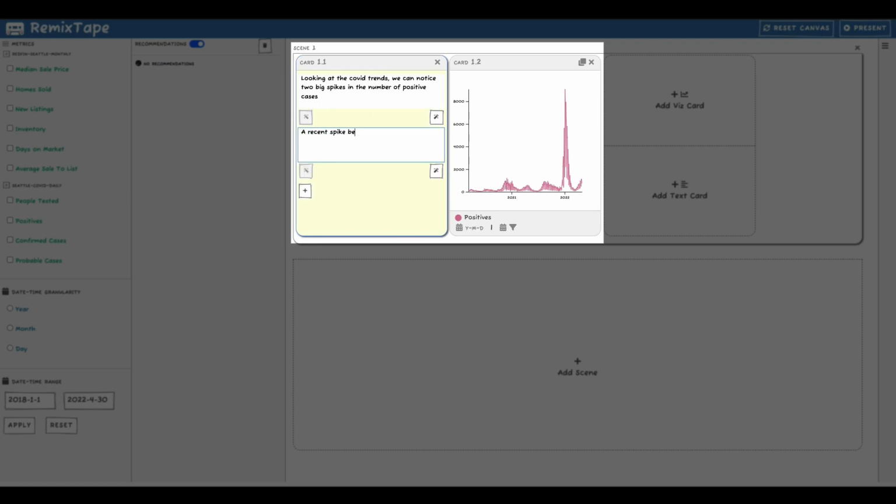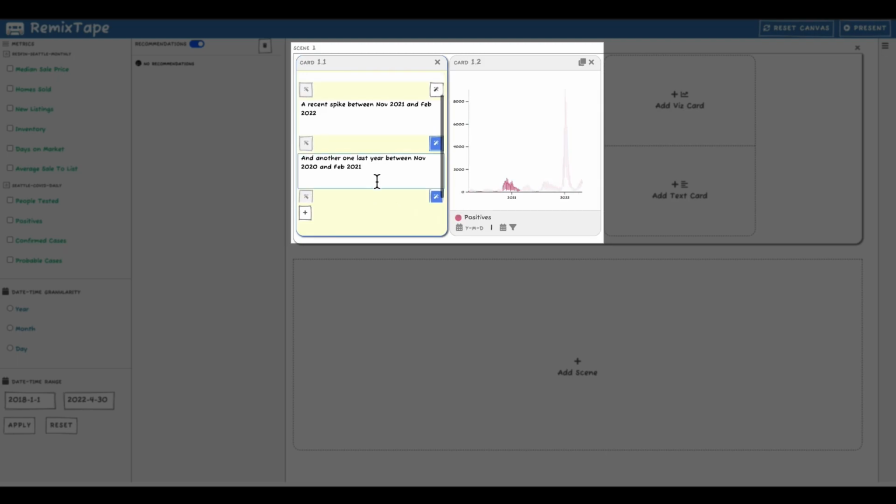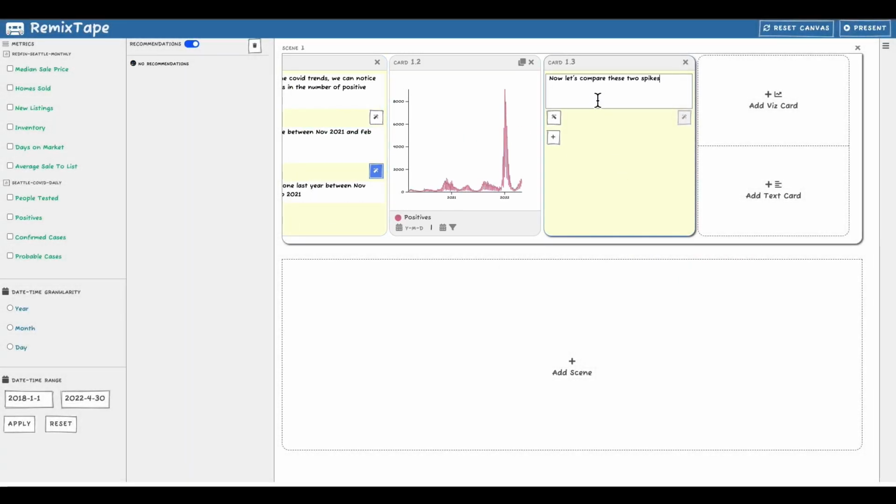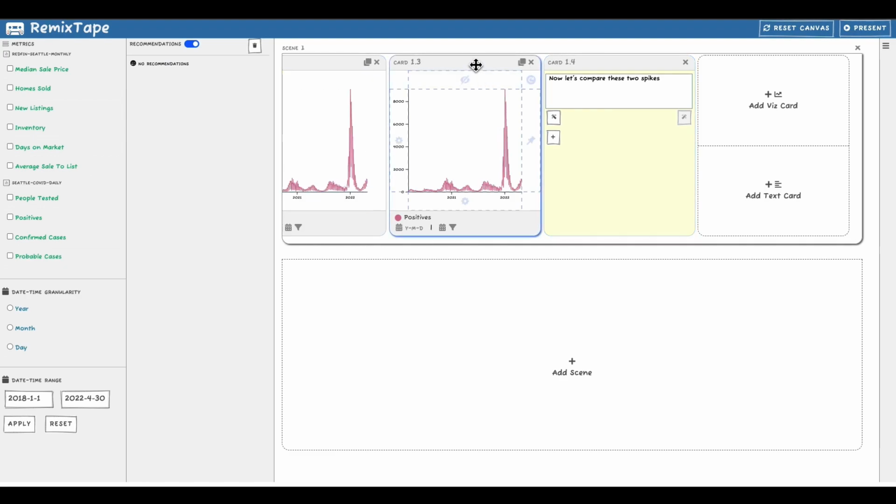Next, we fill a text card to draw attention to these spikes and link these comments to the viz card. In doing so, RemixTape will interactively highlight the portion of the line chart in the adjacent viz card that the text refers to. Continuing this narrative, we want to establish a contrast between these two spikes.